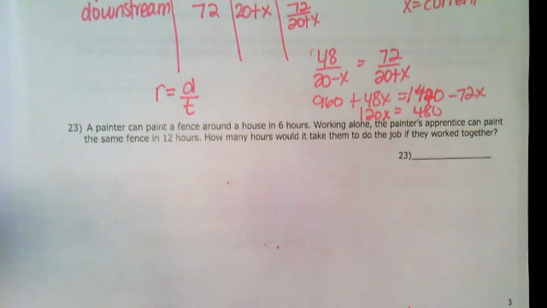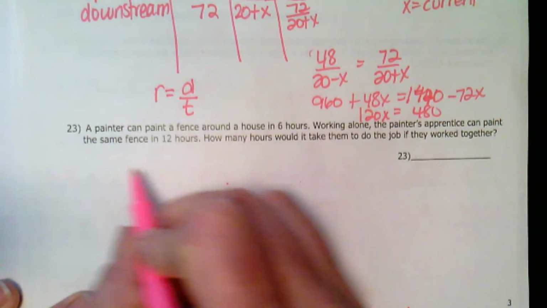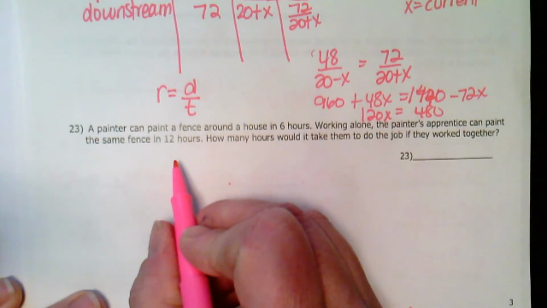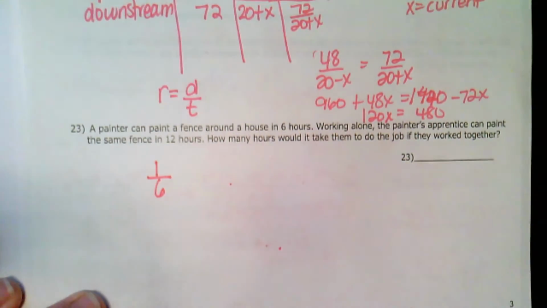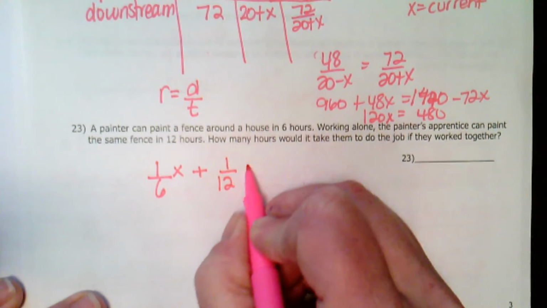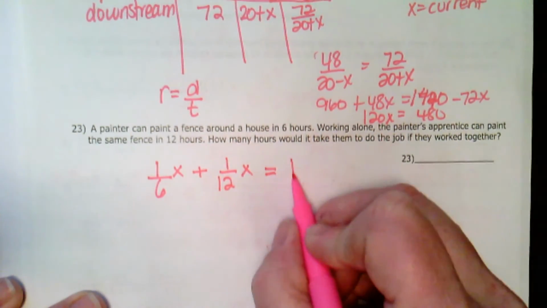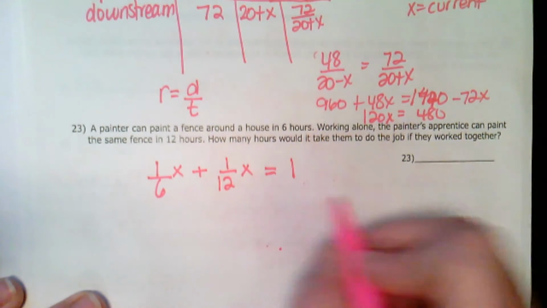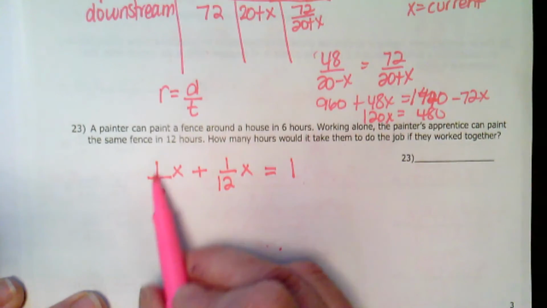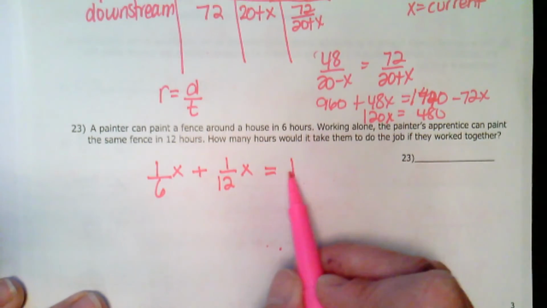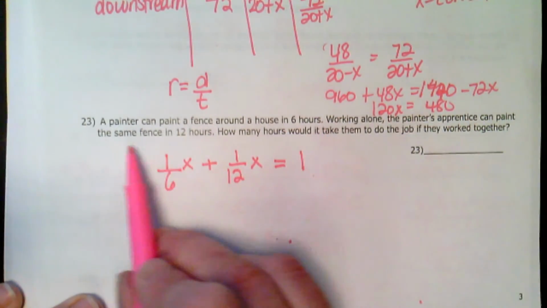Alright, 23. A painter can paint a fence around a house in 6 hours. Working alone, the painter's apprentice can paint the same fence in 12 hours. How many hours would it take them to do the job if they work together? So we have a formula here where I can work 1/6 of the job in an hour working alone, and my friend can work 1/12 of the job in an hour working alone. So this whole thing equals 1. It's 1 whole job. So whatever this is, it's a partial, and this is a partial, but together it always equals 1. So a 1/6 and a 1/12.